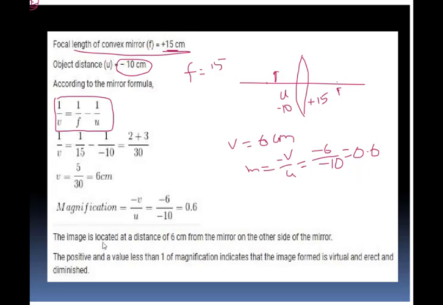So the image is located at a distance of 6 centimeter from the mirror. Okay. Here on this side, the image, so this is 15. So the image will be located here somewhere at a distance of 6 centimeter. As the magnification is less than 1, the size of the image is less than the size of the object.